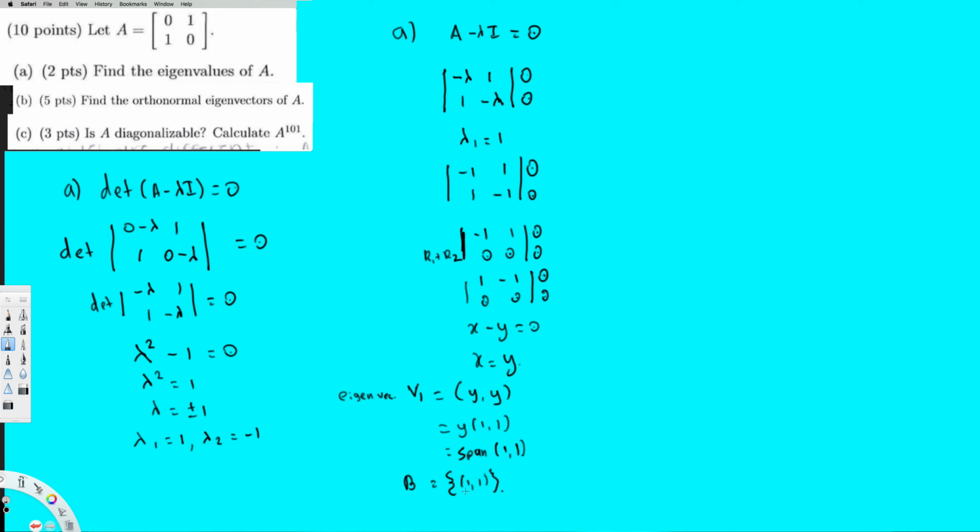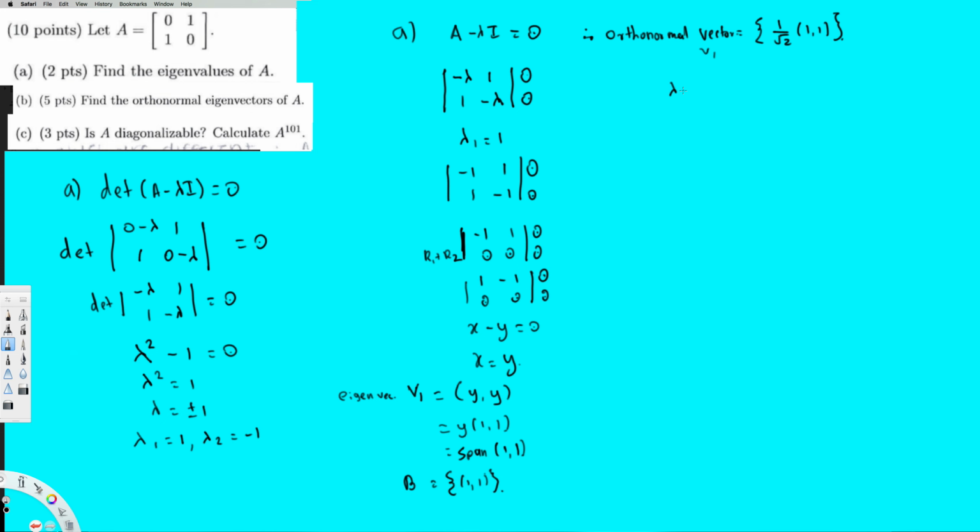To find the orthonormal, I have to divide this one by its magnitude. So what is the magnitude of this one? 1 squared plus 1 squared, in the square root. So it's going to be the square root of 2. So the orthonormal vector is going to be equal to 1 over root 2 multiplied by 1 comma 1, and that's how we find the orthonormal v1. And then let's do lambda 2. So we did it for lambda 1.